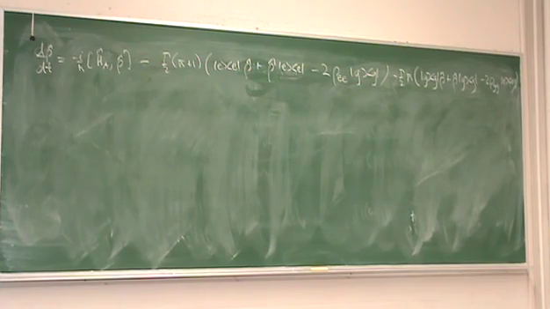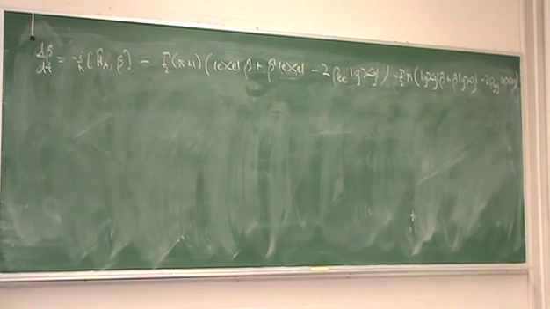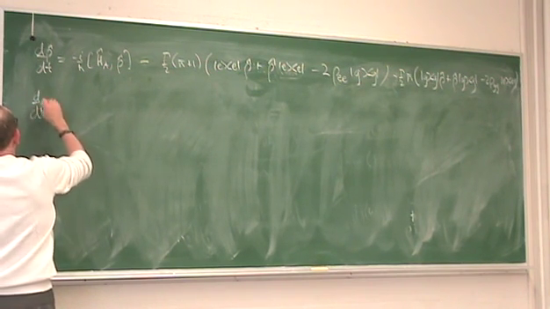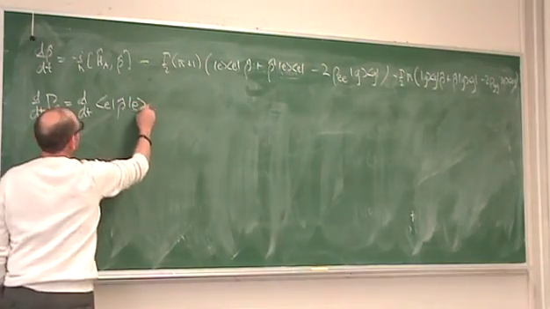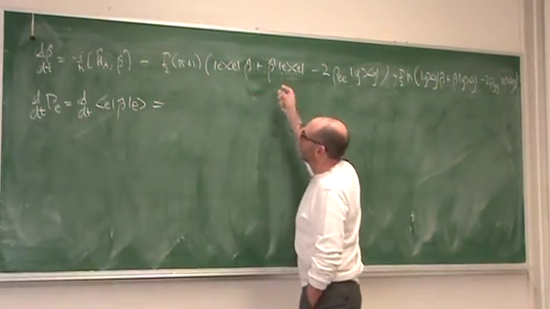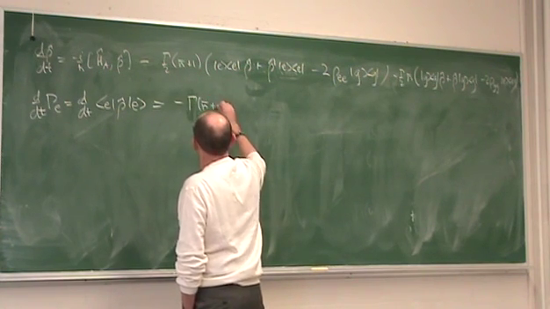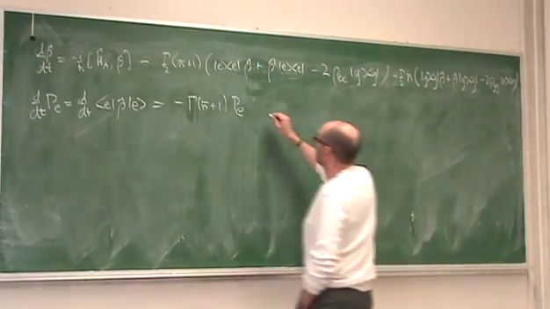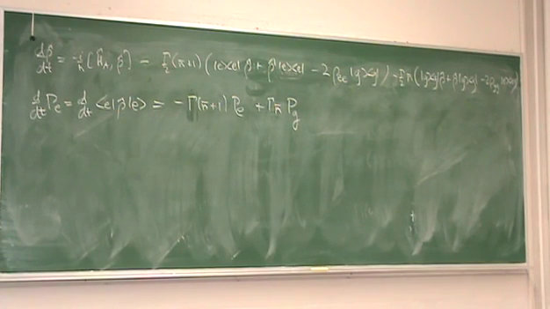Okay, so let's look firstly at the rate of change of populations in this system. Let's look at the rate of change of population in the excited state. That's that atom matrix element. So I get two terms over here, and then I get this term over here. And that's just the rate equation.